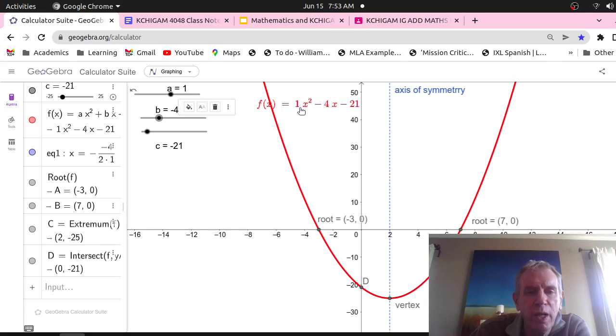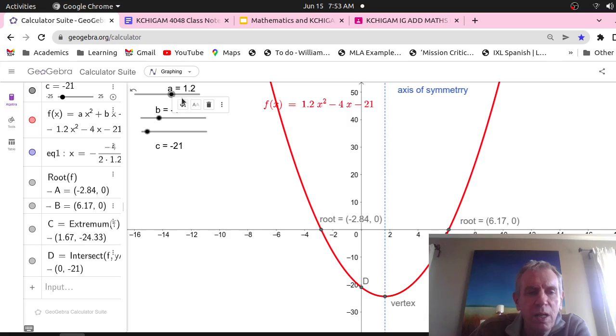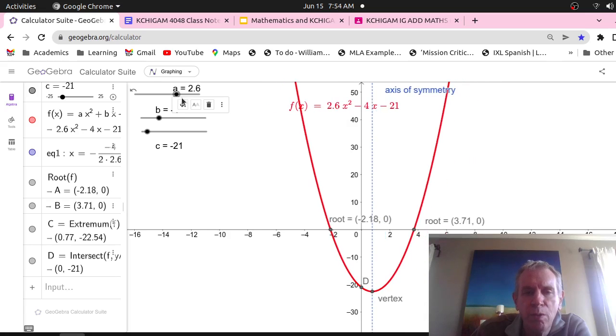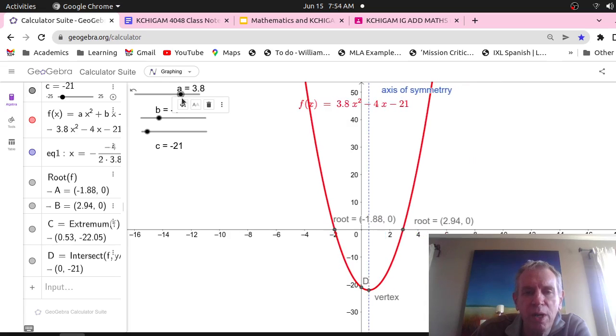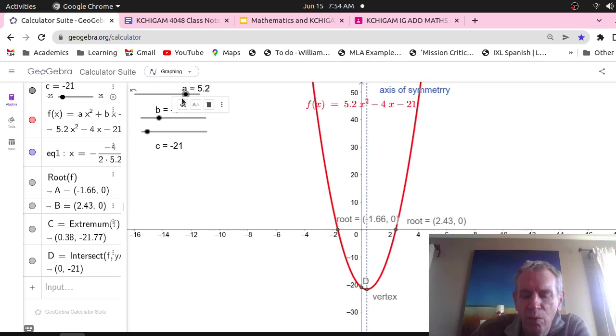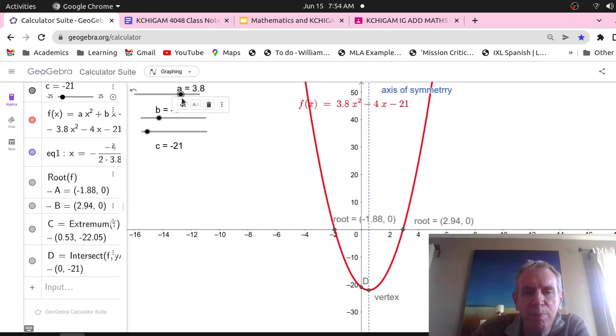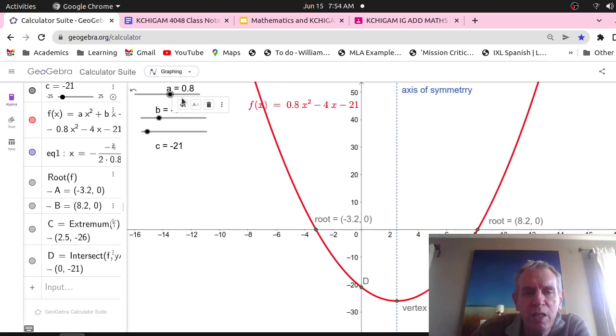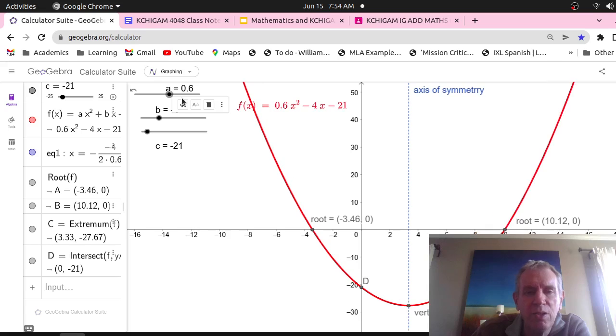Now, when a is positive, the parabola opens up. Let's see what happens if a gets a little bit more positive. The parabola becomes more squeezed or compressed or skinnier. What happens if a gets less positive? If a is less than 1, well, we see that the parabola widens. It opens up.